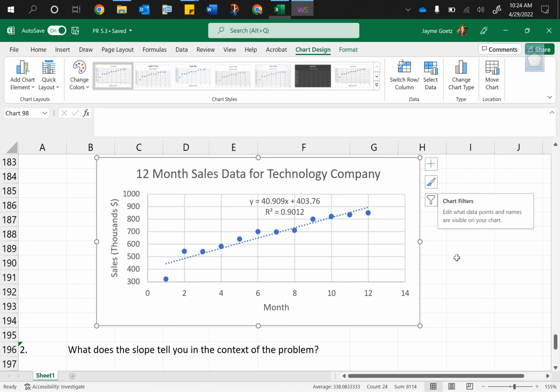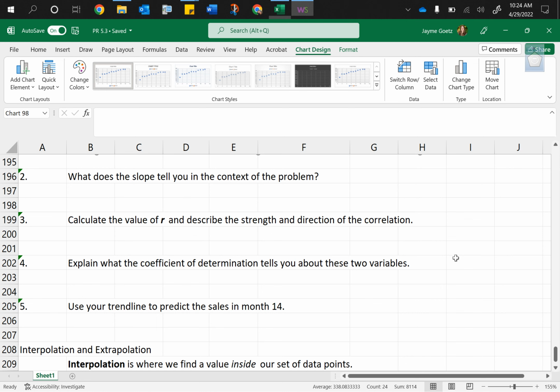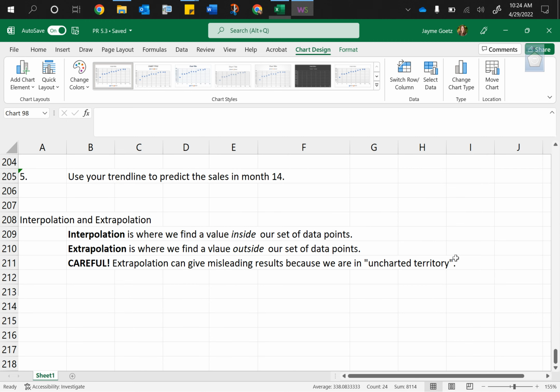Okay, so this is what your graph should look like. We have a nice title, we have good axis labels, we have a good scale that represents our data, we have a trend line, we have the equation. Now, below are just the same problems that we did with the one above that, so I am not going to go through that. Just be very careful on if they're asking you to calculate these things from the equation or using Excel in the data. But the last thing that I want to talk about is interpolation versus extrapolation.